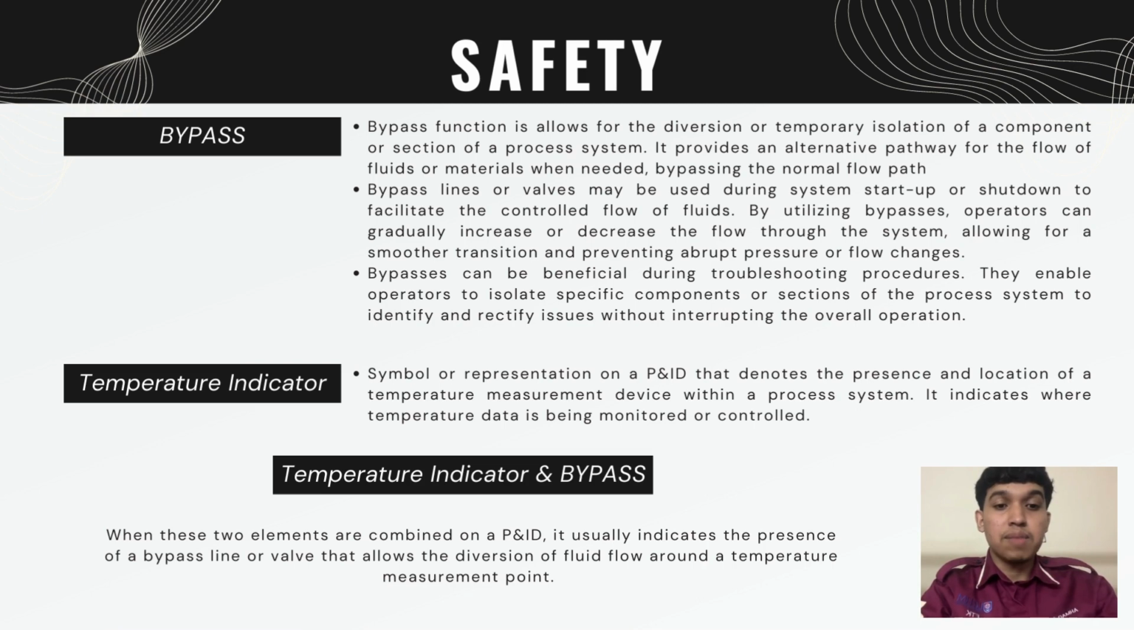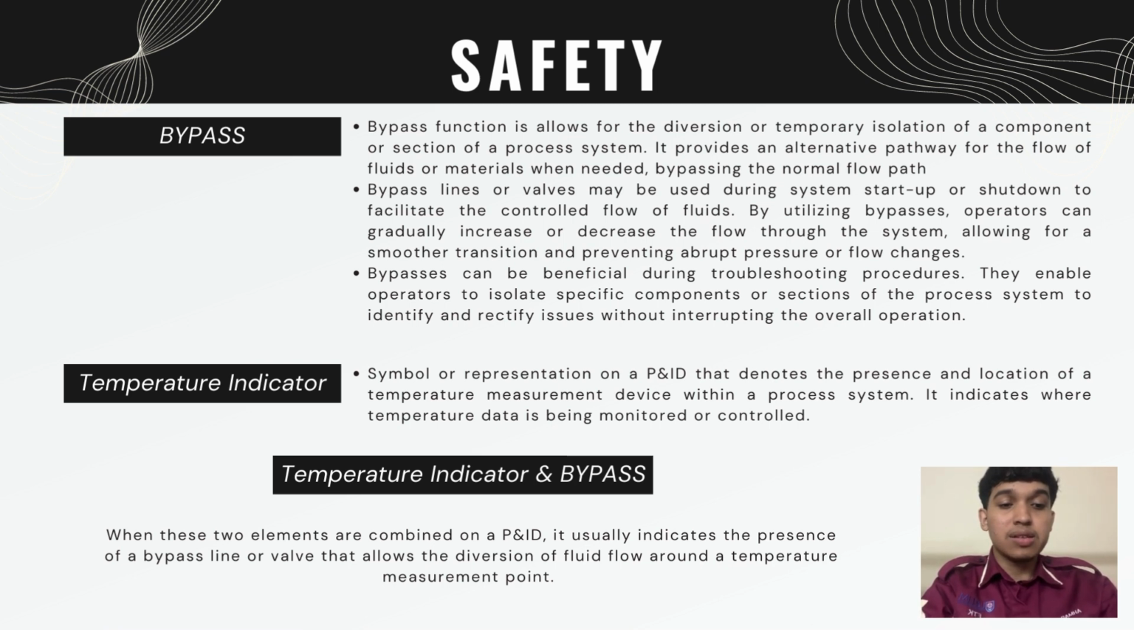So, safety in our PNID project. Firstly, we have bypass. We know the bypass function is to allow for the diversion or temporary isolation of a component or section of a process system. It provides an alternative pathway for the flow of fluid or materials when needed, bypassing the normal path. And we know a bypass line or valve may be used during system startup or shutdown to facilitate the control flow of fluid.